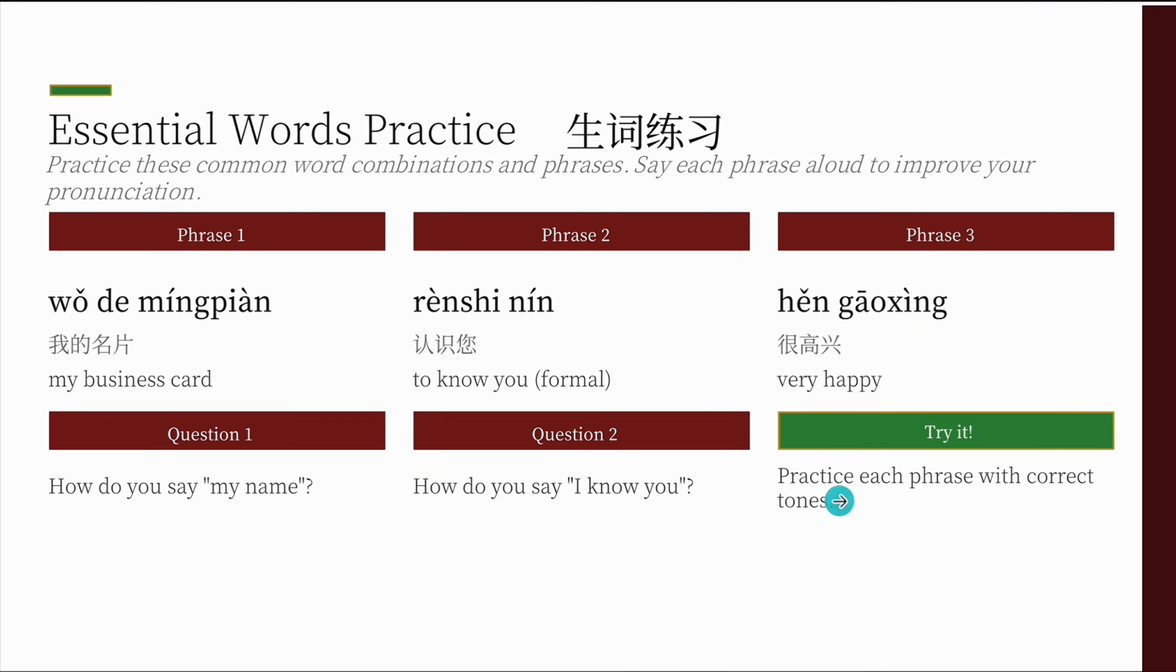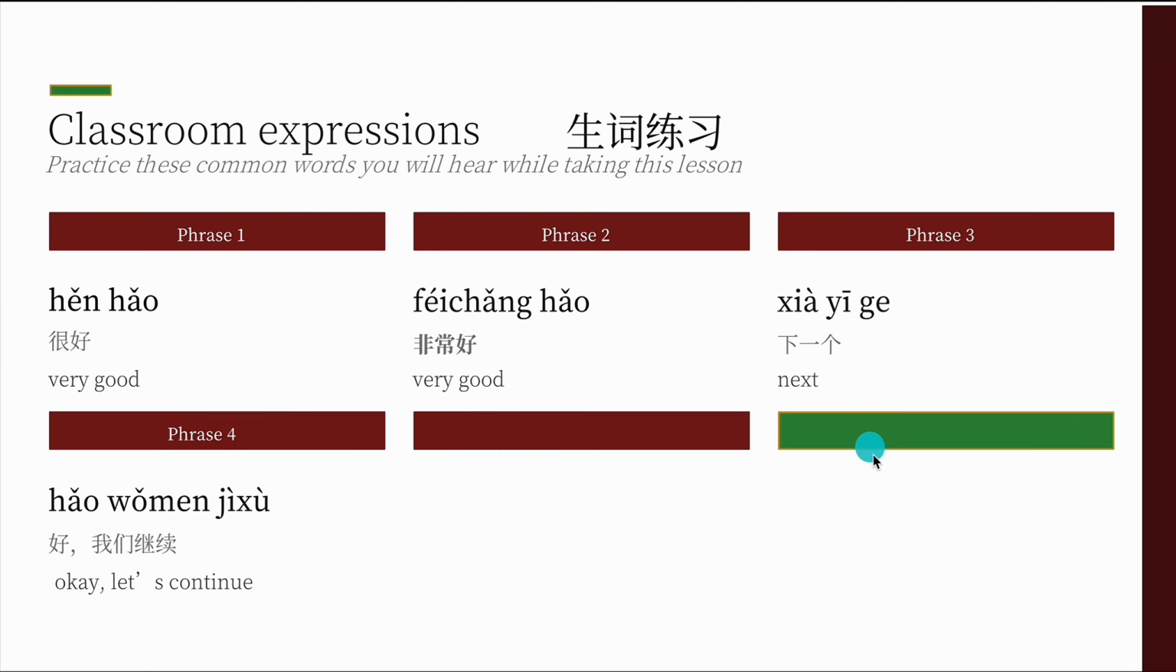And you can pause this video to practice each phrase with correct tones. So let's learn classroom expressions that you will be hearing from me in this lesson. Number 1 is 很好. 很好 means very good. You'll also hear 非常好, which means very good. I feel like the degree is a bit higher than 很. 非常好 is like very, very good. 很好 is very good. You see, the degree of stress and emphasis is a bit different.